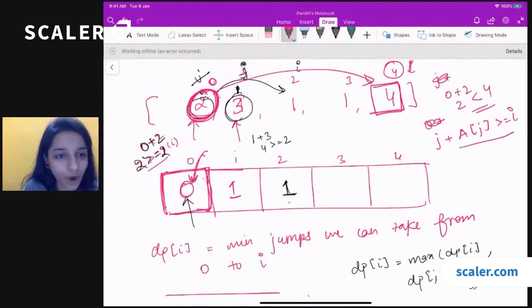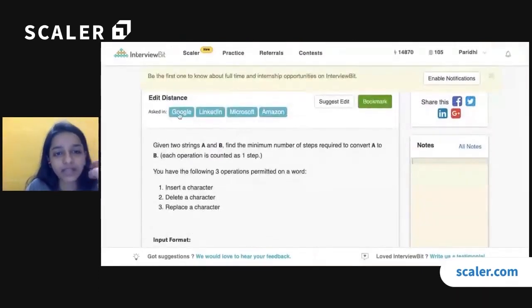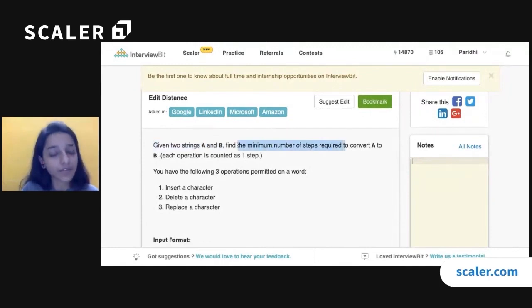The next problem we are taking is edit distance. First of all, it's very important, because it is asked in many interviews. It's very common, and you should definitely understand how it works. So let's dive into the problem. Given two strings a and b, find the minimum number of steps required to convert a to b. Each operation is counted as one step.